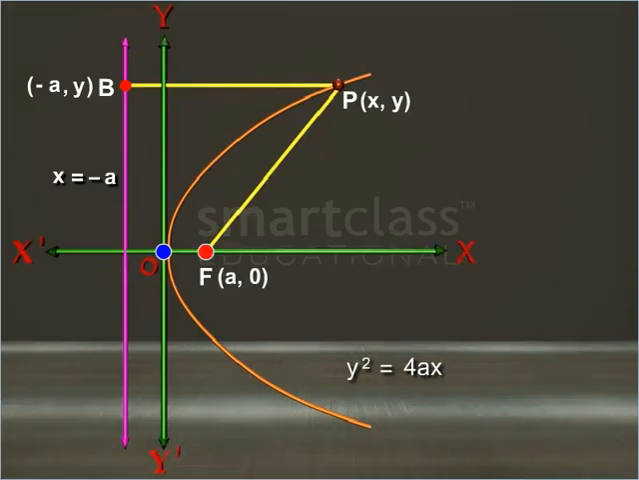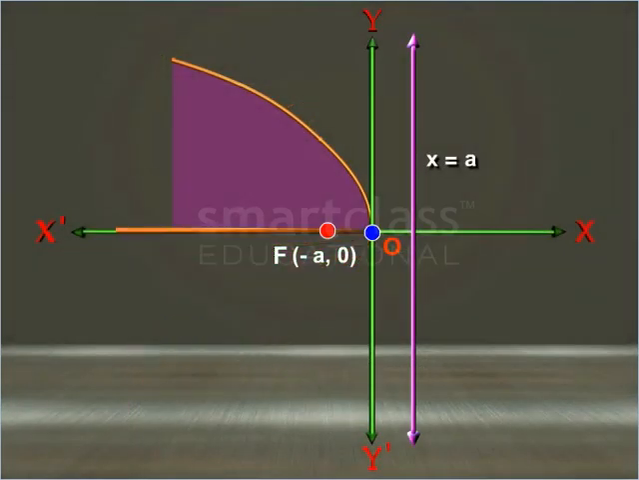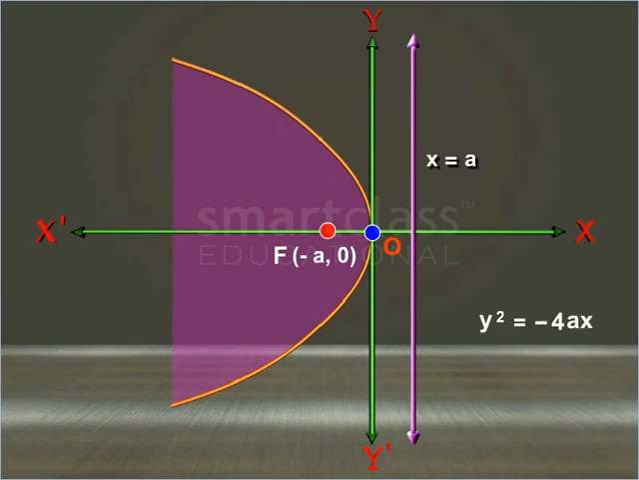The equation of a parabola is simplest when its vertex lies on the origin and axis of symmetry is along the x or y-axis. There are 4 such possible positions of a parabola, and the standard equation of the parabola changes according to its position. If the parabola is symmetrical about x-axis and open towards left, then its equation becomes y square is equal to minus 4ax.